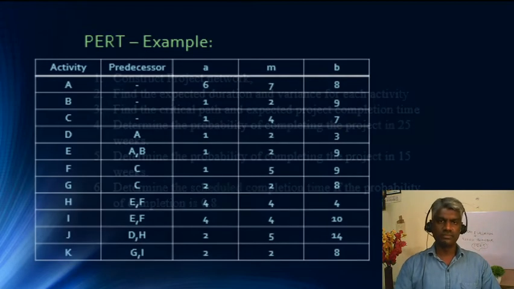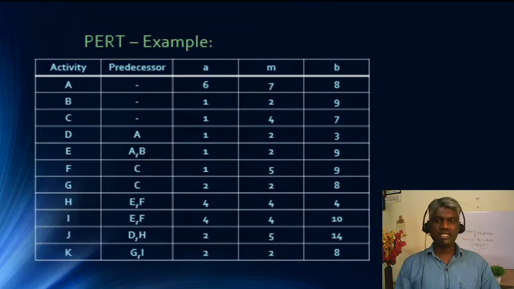And this is the data given in the problem. There are 11 activities, A to K, and the predecessor relationship is also given, and the 3 time estimates A, M, B. A is the optimistic time, M is the most likely time, and B is the pessimistic time. All 3 estimates are given for each activity.